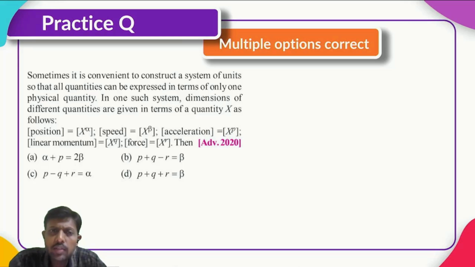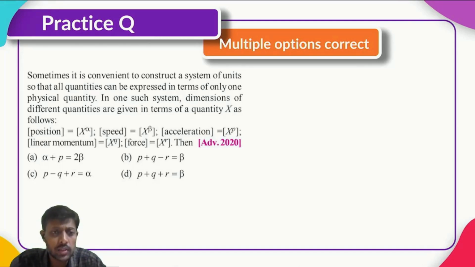Sometimes it's convenient to construct a system of units so that all quantities can be expressed in terms of only one physical quantity. Here, that physical quantity is x. So it's a hypothetical system where dimensions of different quantities like position, speed, acceleration, linear momentum, force, etc. are represented in terms of x only. It's just that position is equal to x to the power alpha, whereas speed is x to the power beta, acceleration is x to the power something else, and so on. But everything is represented in terms of only one fundamental quantity, that is x.